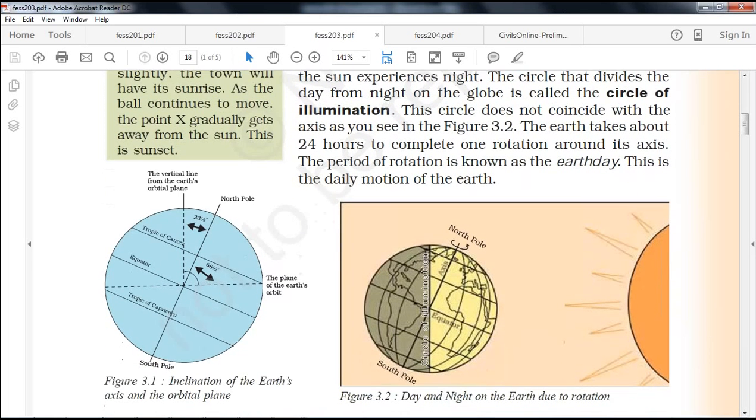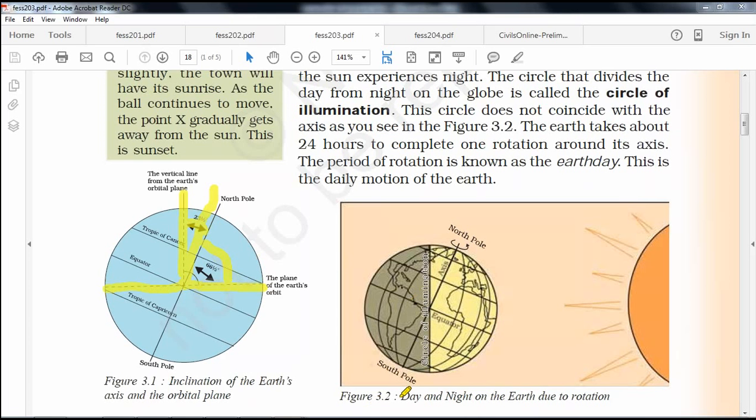There are two figures here. In figure 3.1, we can see a plane of Earth's orbit, and here is the axis. As I told you, this axis is making 66 and a half degrees. Ideally it should be making 90 degrees, but it is not. There is an imaginary vertical line, this is the 90 degrees line. With that, this axis is making 23 and a half degrees. So it is tilted about 23 and a half degrees.